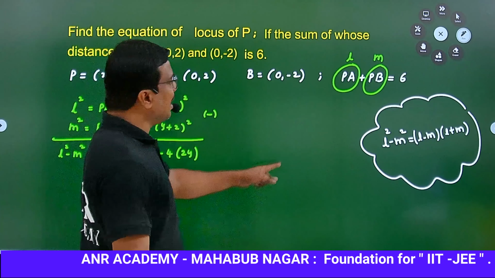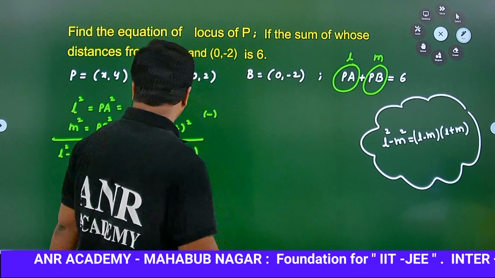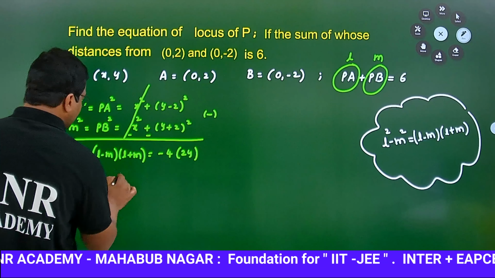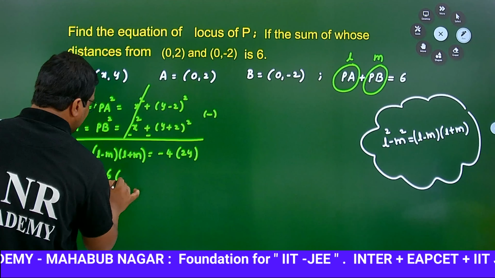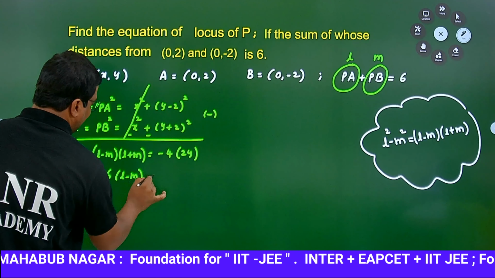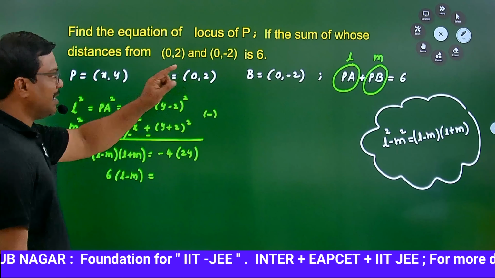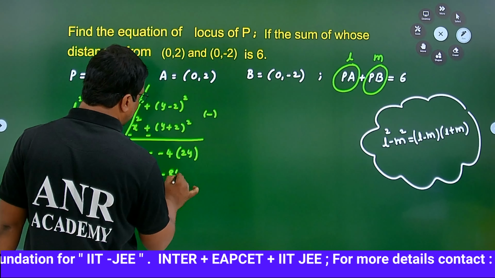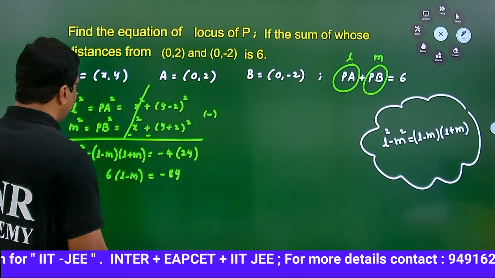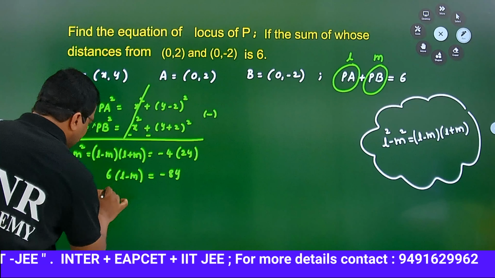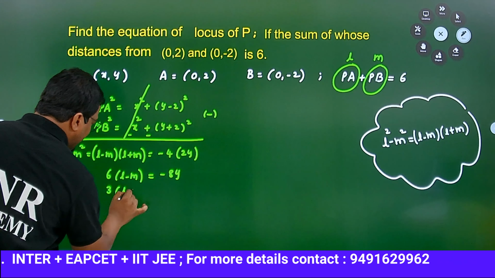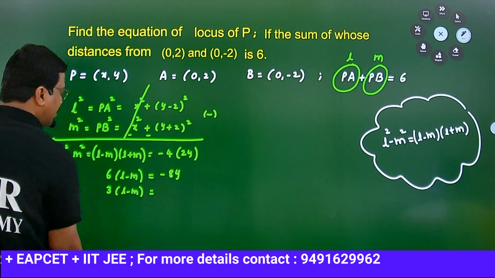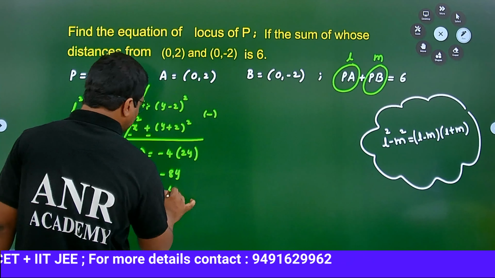And you have L plus M here, the value equal to 6. So I can write 6 times L minus M. The value of L plus M is replaced by 6. And 4 times 2 here is 8Y. On simplification, it is 3 times L minus M equal to minus 4Y.